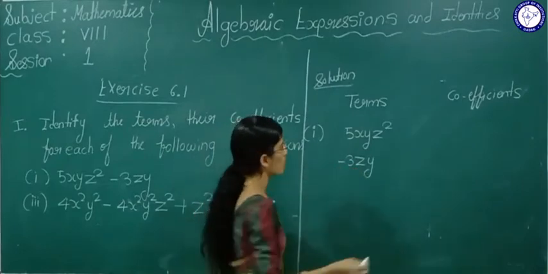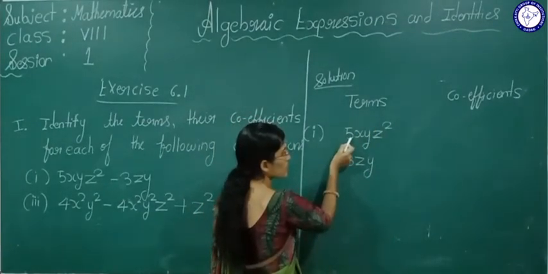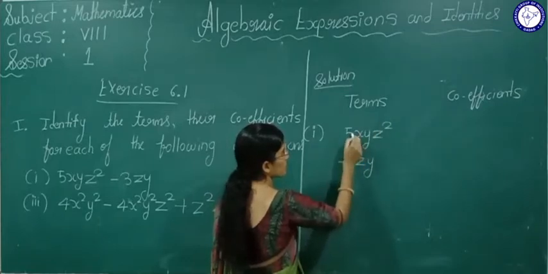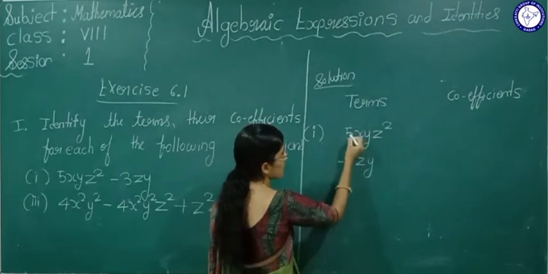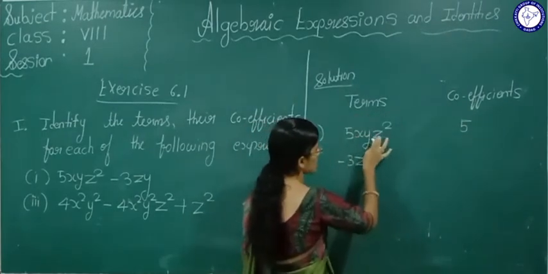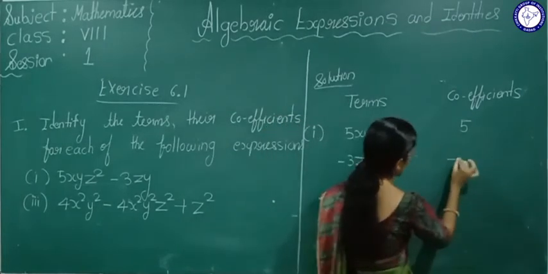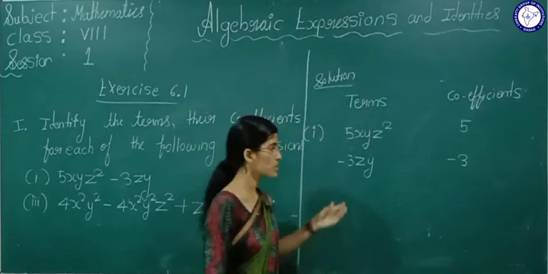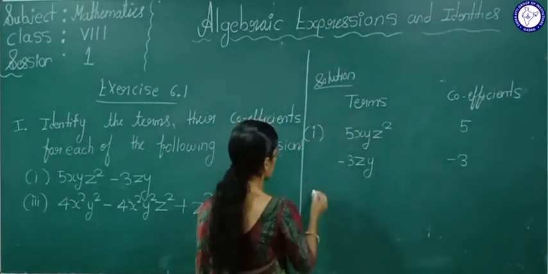Now what is the coefficient of this term? The numerical factor of this term is nothing but the coefficient of the term. What is the numerical factor here? 5. 5 is the coefficient of xyz square. So what is the coefficient of this term? Minus 3. Coefficient means the numerical factor. This is about the first one.